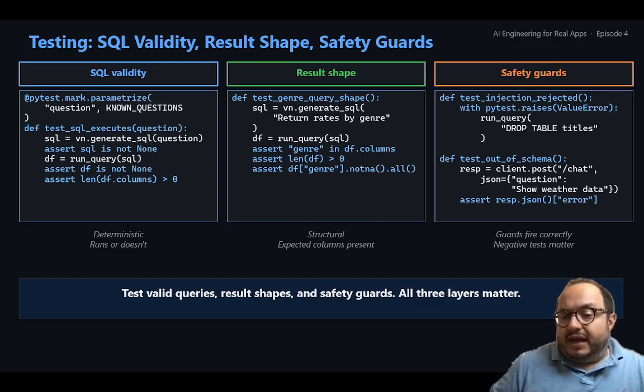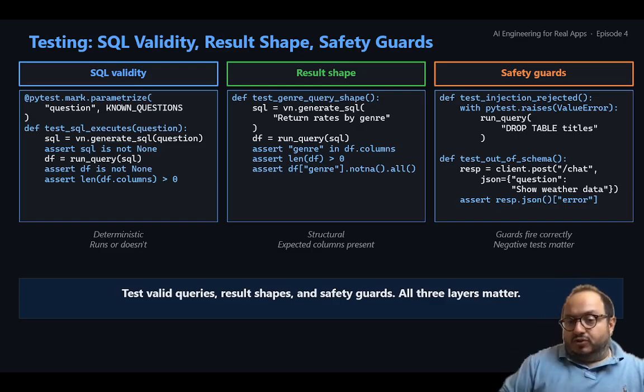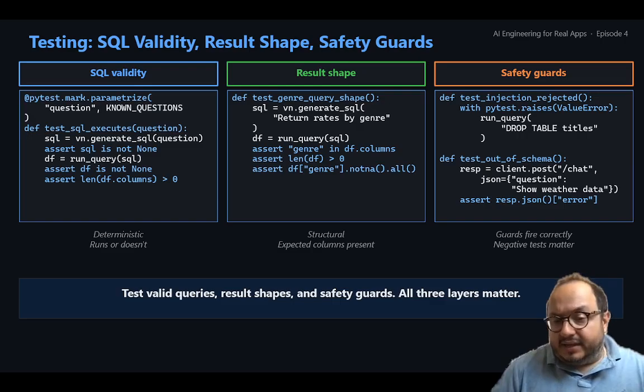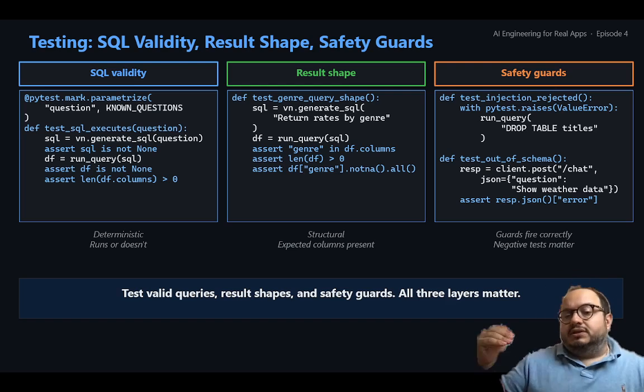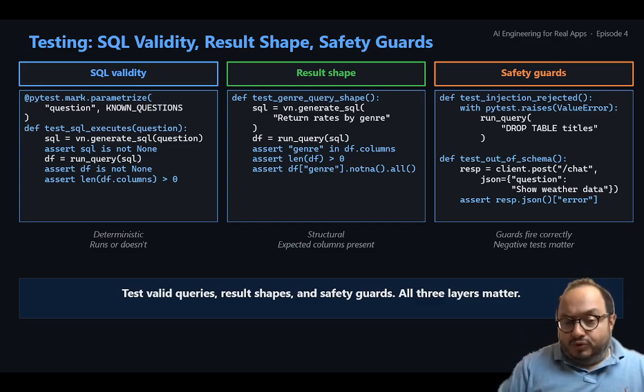The third layer is the summary threshold. We run the full pipeline, the question to SQL to DuckDB to Claude, and assert that the summary is a non-empty string of reasonable length and the follow-up question is a non-empty string. We do not assert the content. We assert that the pipeline produces a usable output.